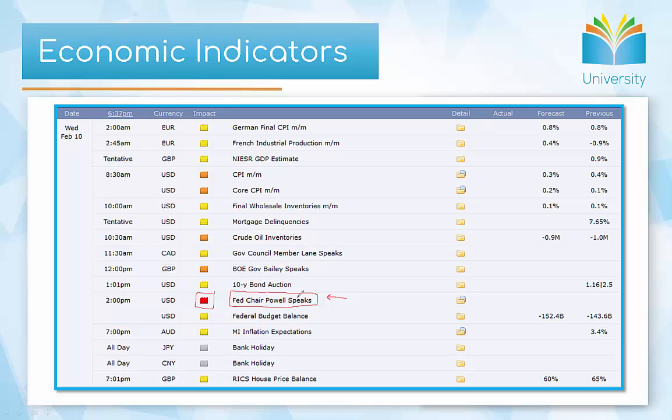And it would be the same thing if the Bank of England governor was speaking, or the Royal Bank of Australia, or the ECB chairman. So all of these leaders of their respective central banks, when they put out a message, that can move the currency accordingly. Now, that's economic numbers as we look at their impact.